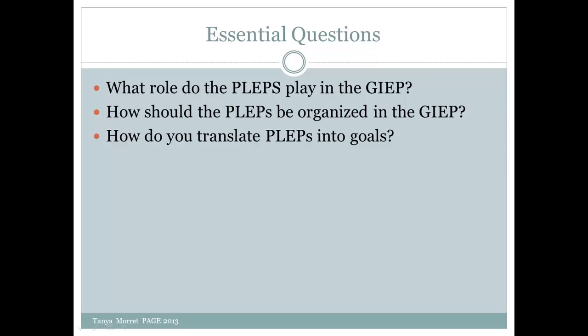Hello, this is the last part of the professional development on gifted goal writing done at the Delaware County IU on May 7th. We did not get to the last question. How do you translate PLEPs into goals?